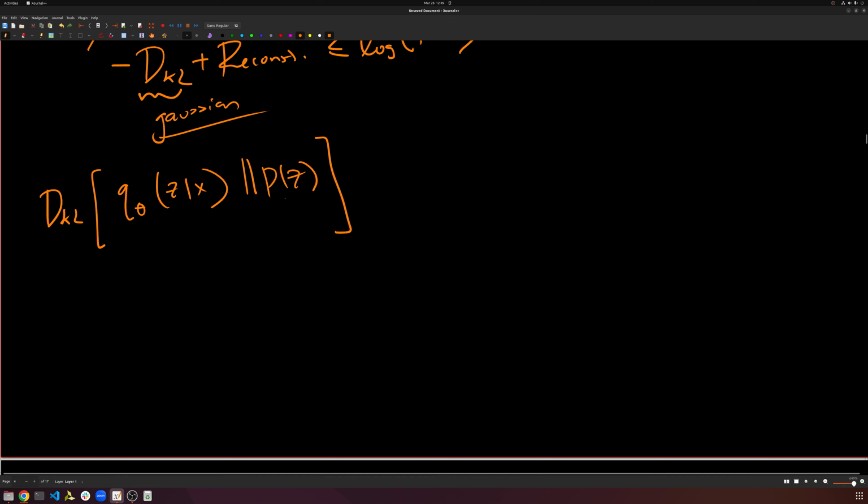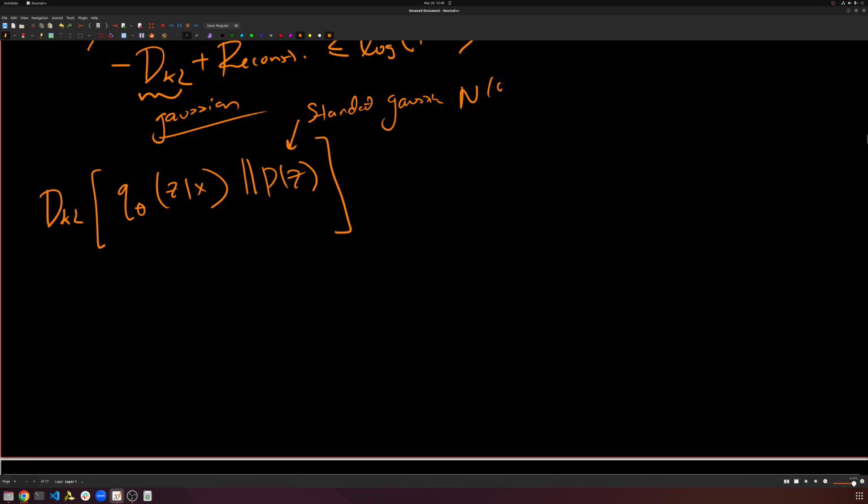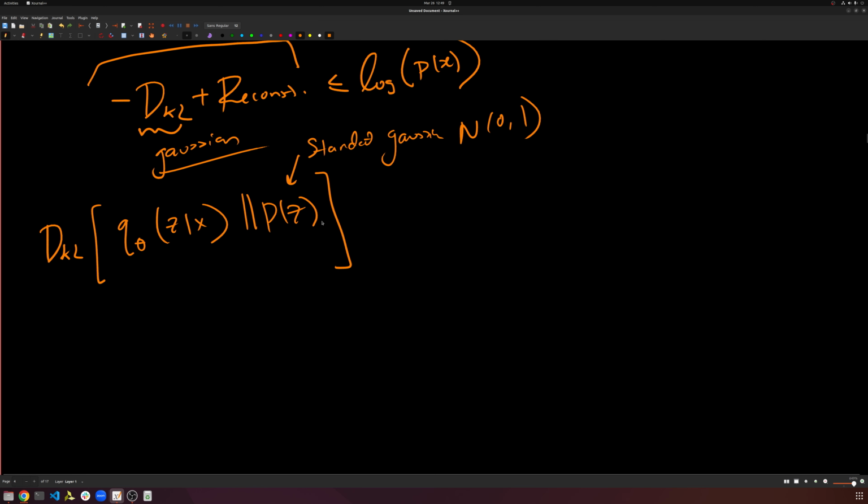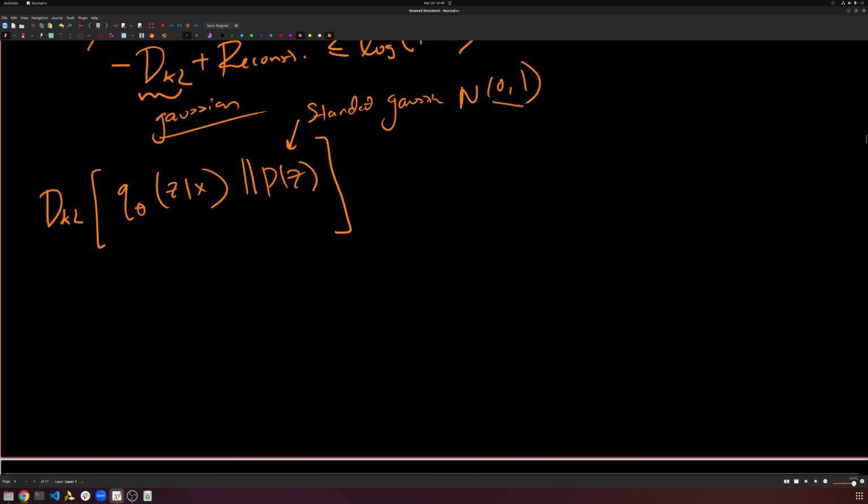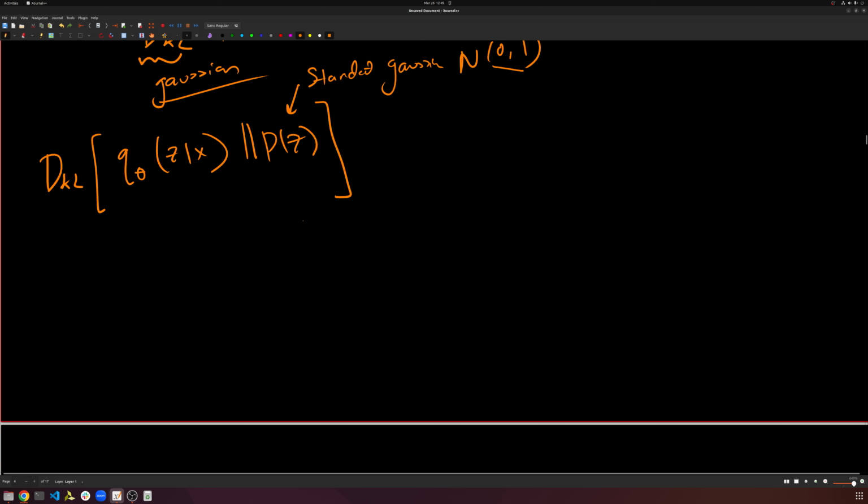So P of z, which we know is a standard Gaussian, right? So this is a normal 0, 1 distribution, and we'll do that part later. So again, let's go ahead and actually start writing things out. We're not going to do the normal 0, 1 just yet.